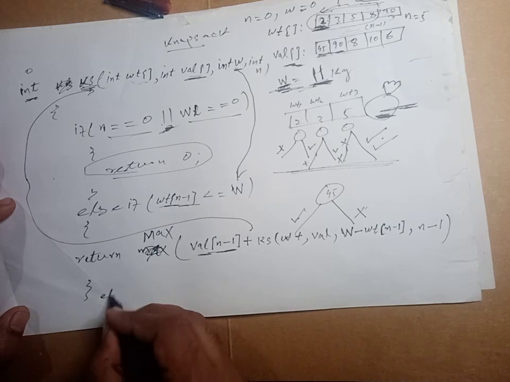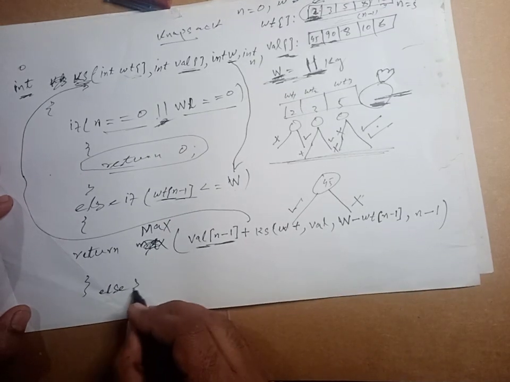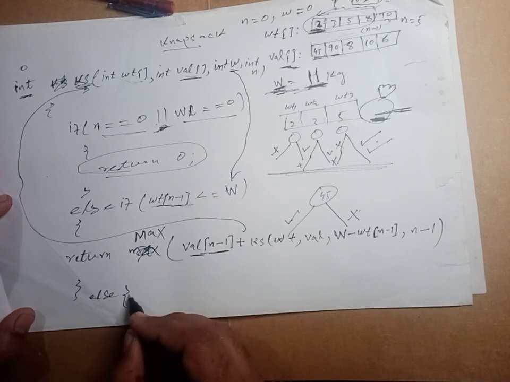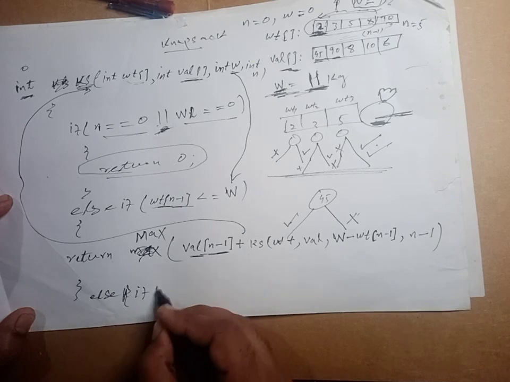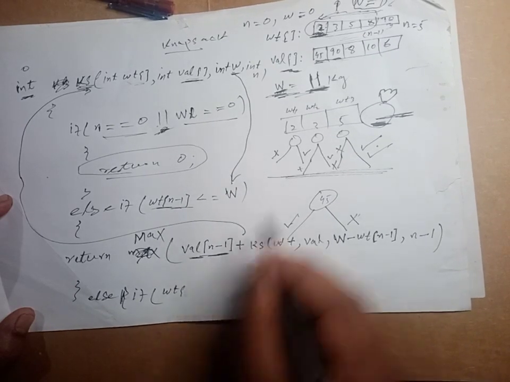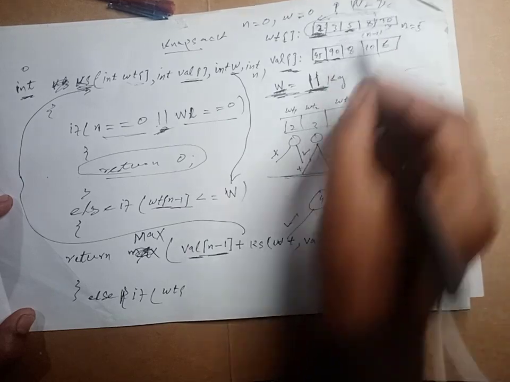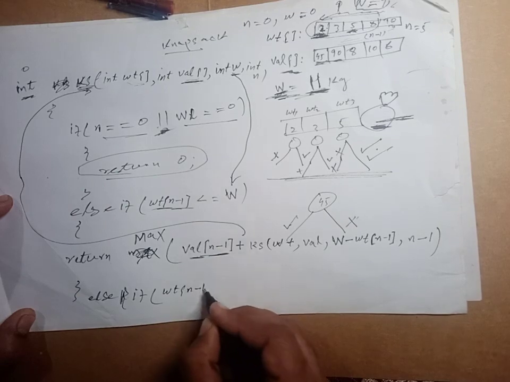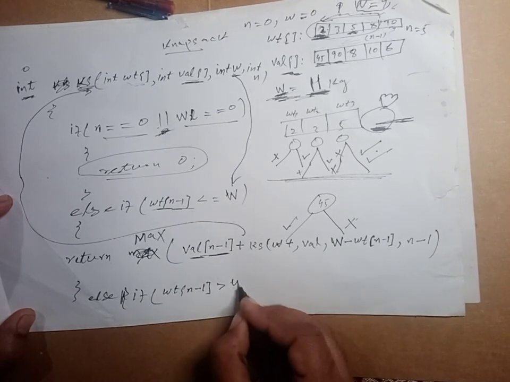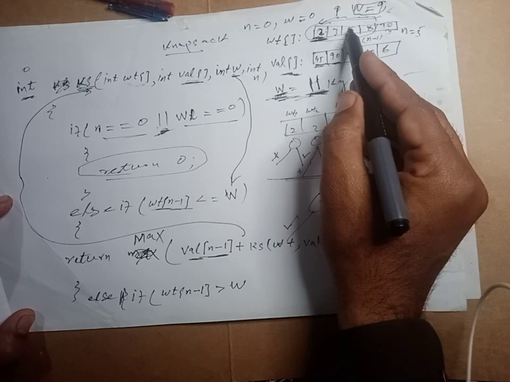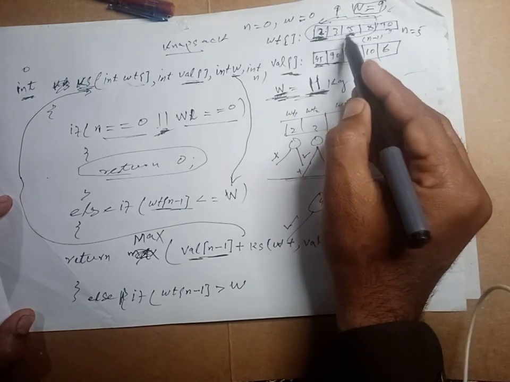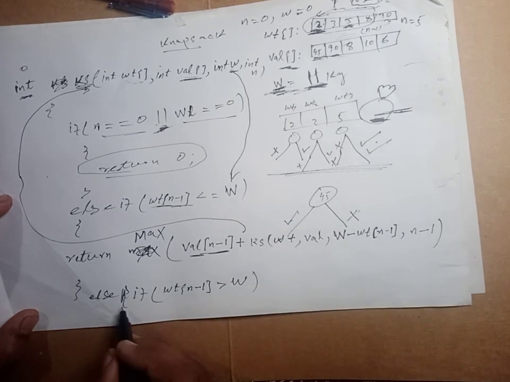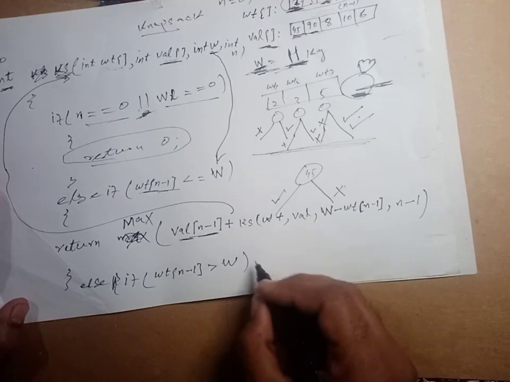So else part is very simple, and here we write else if the weight of an item, like if the item is 5 or 2 or 3 or 8, the weight of n minus 1, any item, is greater than 1. The weight, for example, here was 15, so if it was 15, then this else condition should be called.